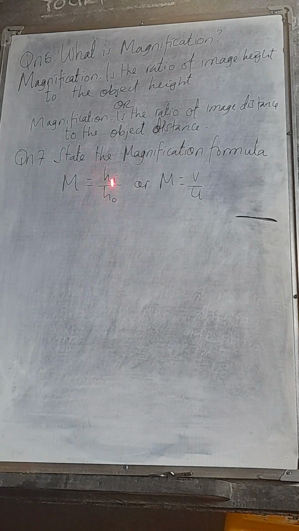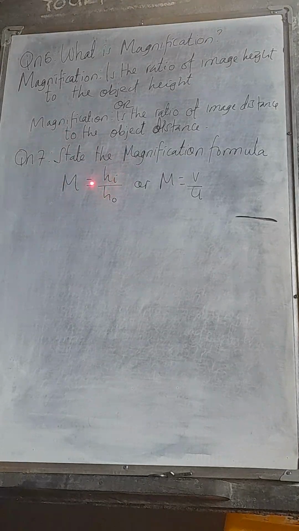So these are very, very important formulas. If you want to find the magnification, you should take the image height over object height, or you can take image distance over object distance. There is no doubt on how you can find this important magnification formula. Let's give this momentum to question number 8 now.